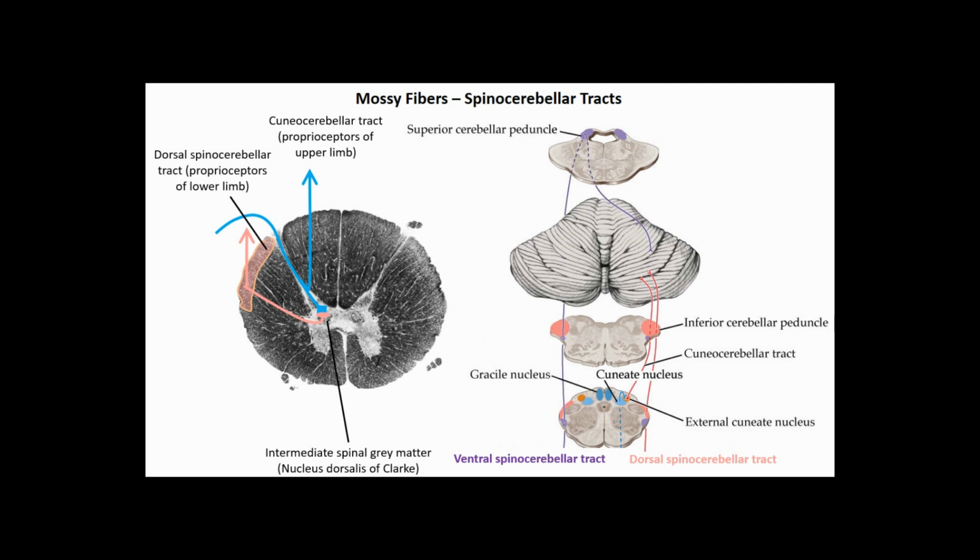Now, we've got another tract that we're going to talk about in detail, but it's coming from a slightly different place. We have all kinds of sensory input coming from the periphery. We're showing it on the other side, but remember this is happening bilaterally. And we have interneurons throughout the cord, not necessarily here in the nucleus dorsalis of Clark, but interneurons in this area.